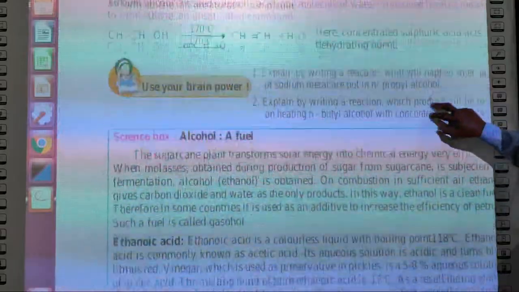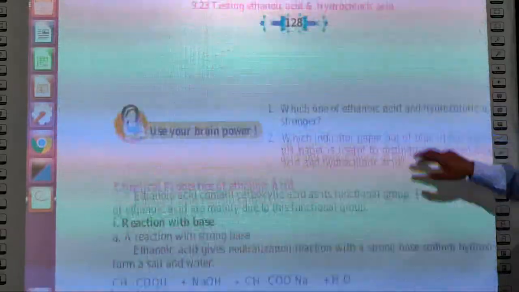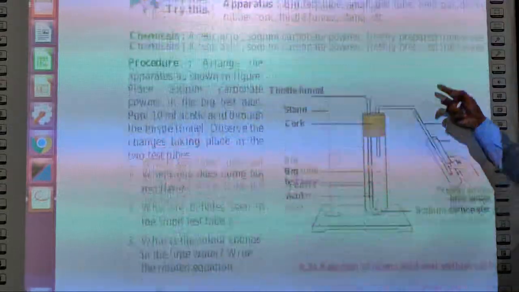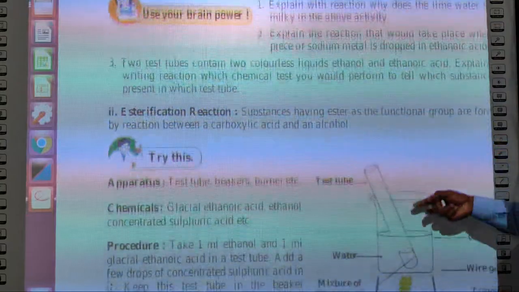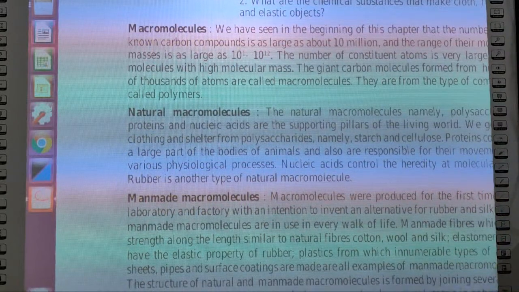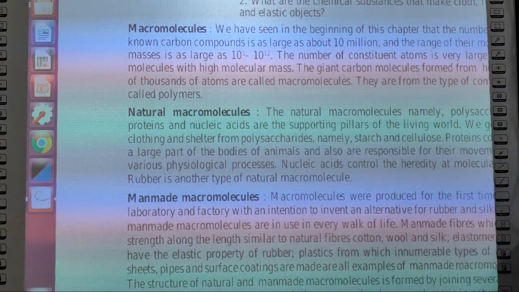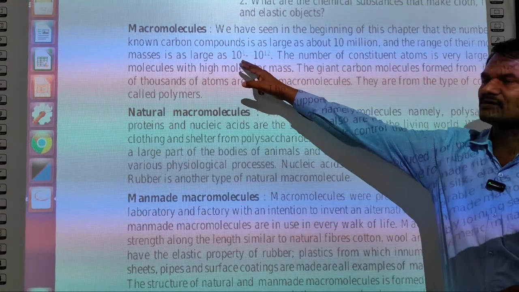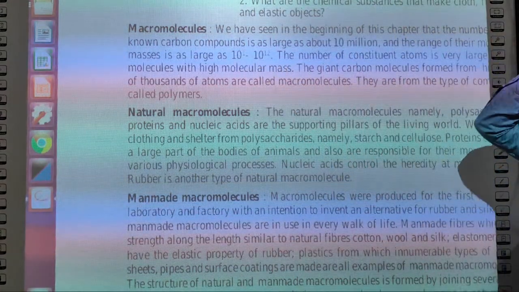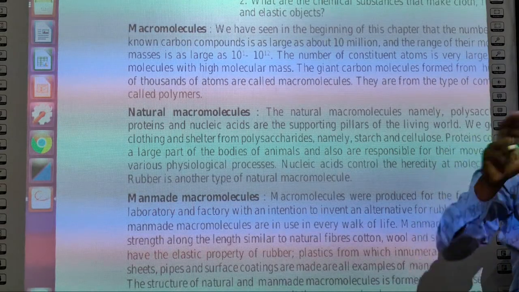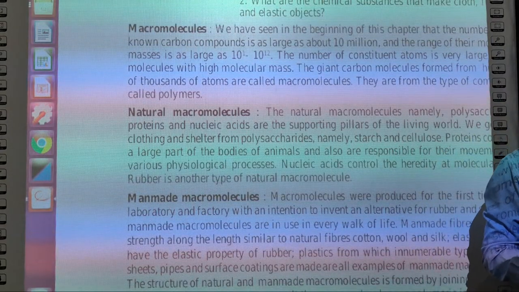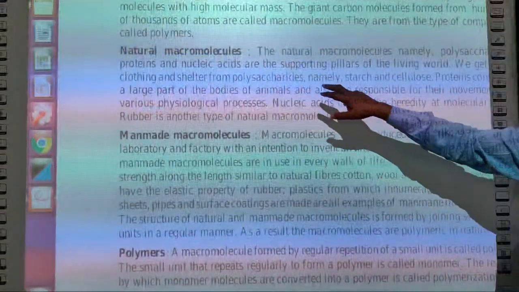Same are there. Important is macromolecules and natural and man-made polymers. The syllabus is the same. Okay. Macromolecules: this syllabus is not in CBSE, this is only in the state book. Okay. We have seen there are 10 million carbon compounds, with molecular mass from 10^1 to 10^12. Which is the biggest or longest natural carbon compound? DNA.